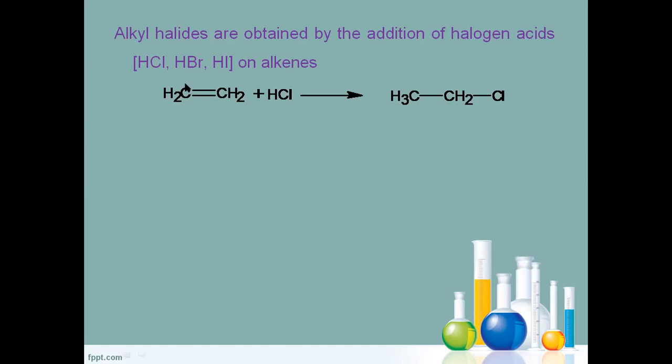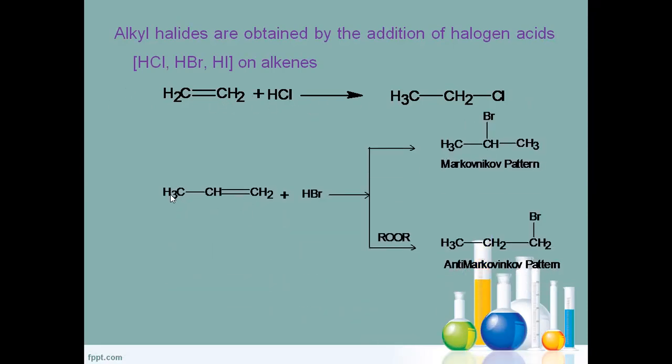Let us take an example. Ethene reacts with HCl to form ethyl chloride. It undergoes an addition reaction, simply adding H and Cl to the ethene molecule. If you take propene, it is reacted with HBr. Ethene has a symmetrical double bond, while propene has an unsymmetrical double bond. Here, one side contains two hydrogens, and the other side contains one hydrogen.